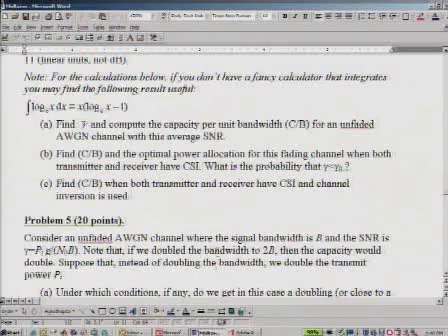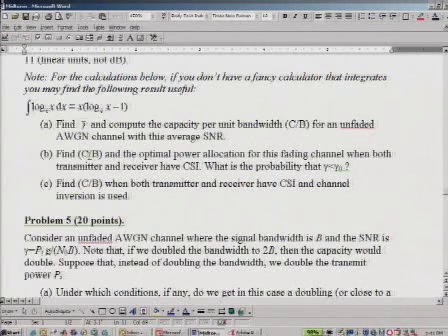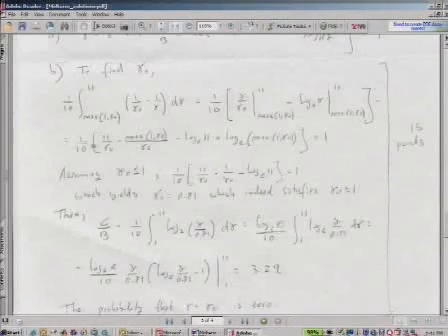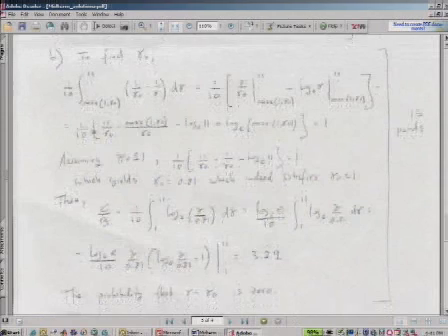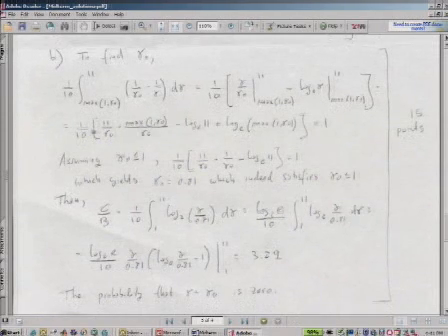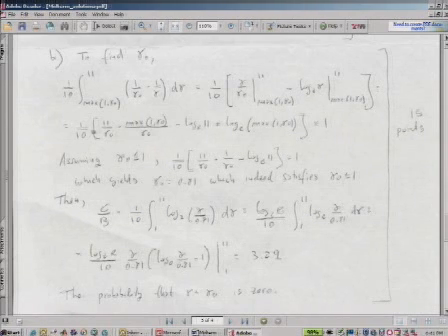The second part says, suppose we have both transmitter and receiver have CSI. Find the optimum C over B and the optimum power allocation, which is the water filling. Okay, so it's the same thing we did for problem 2, except now it's continuous. So we have a similar formula, which is equation 4.15, what we have to use to find gamma sub 0.